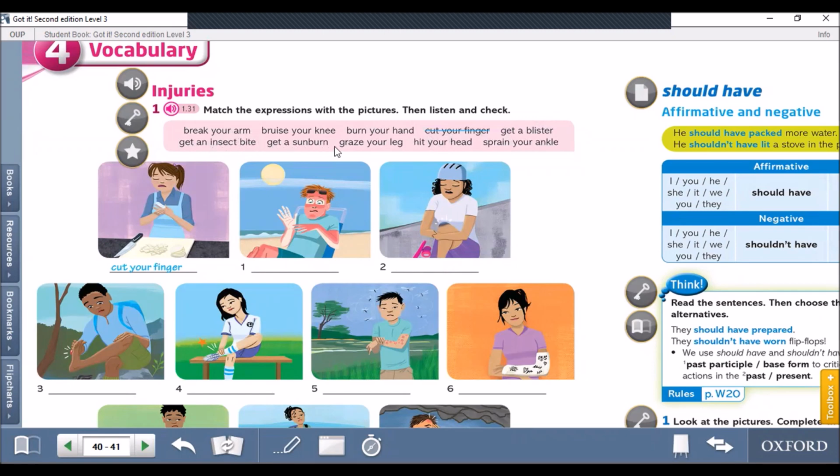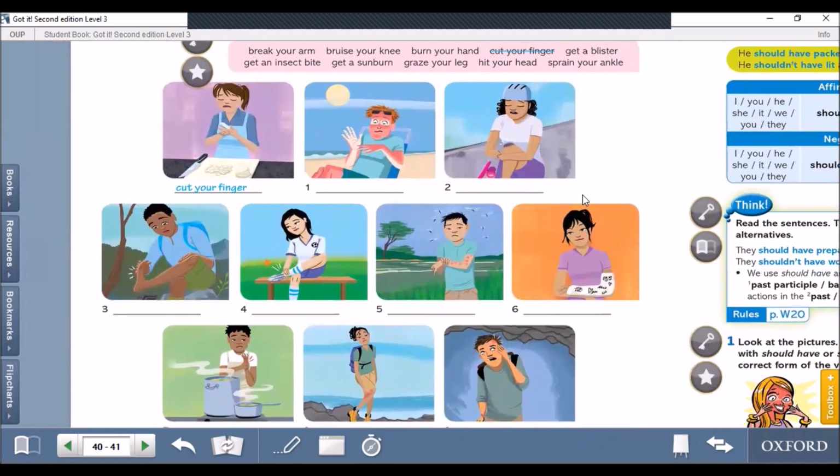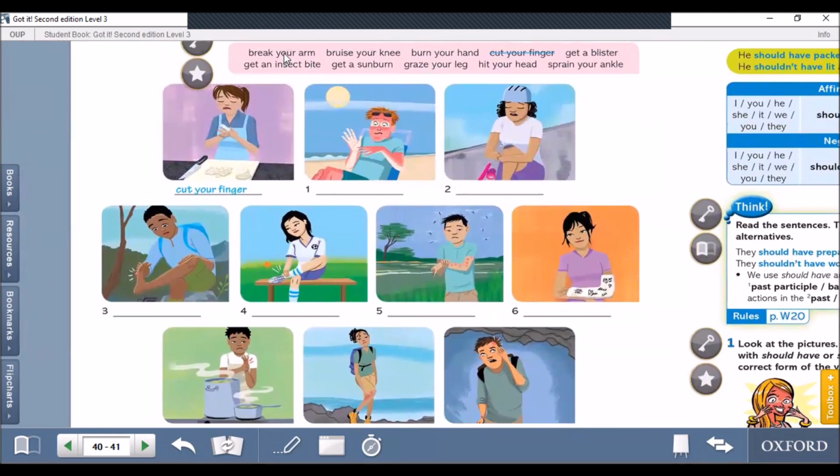Get a sunburn, quemarse por el sol. Graze your leg. Graze is rasmillarse o rozarse, okay? Hit, golpear, hit your head. And finally, sprain your ankle. Sprain is esguinzarse. Okay, so look at the pictures and please do the activity in which you have to match the picture and the expression.